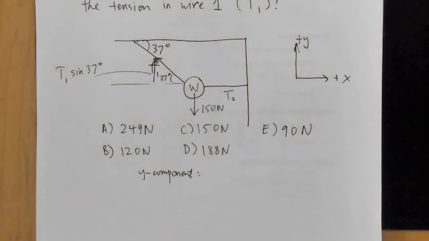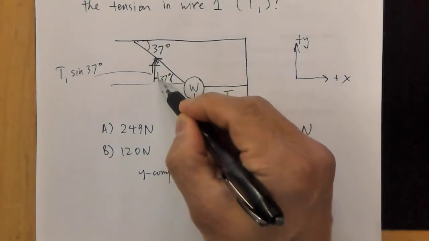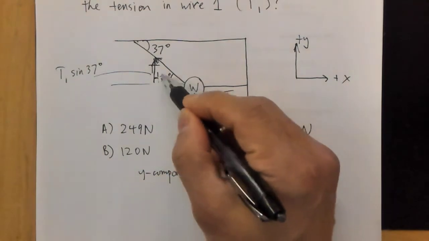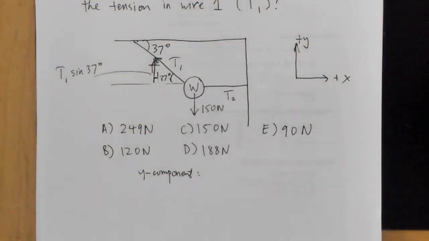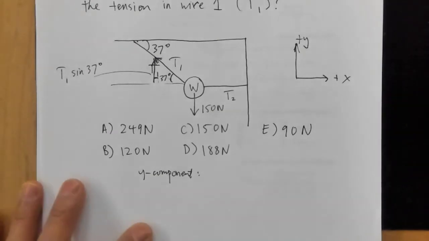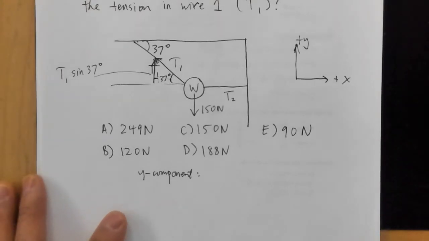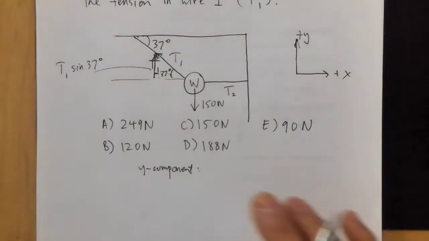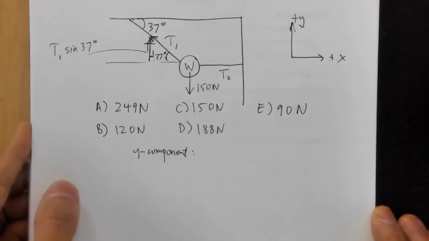So everybody's good with that? It's opposite to 37 degrees. You have this right triangle, and T1 is the hypotenuse. Any questions? Can everybody do this? Everybody's okay. All right. If you can't do this, you will have trouble with lots of problems. So make sure you can do this.